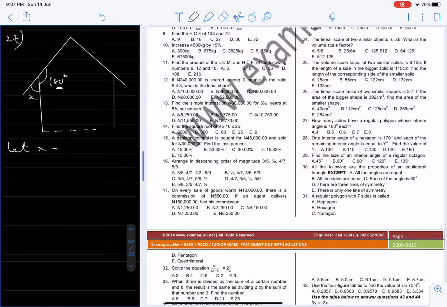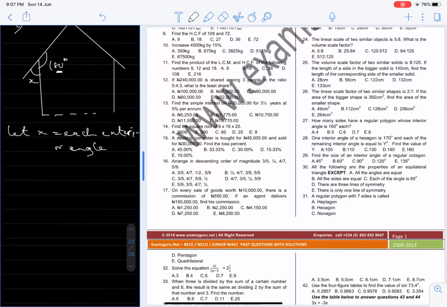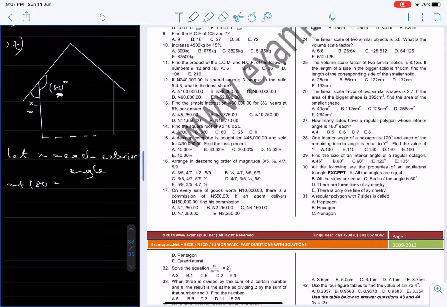Let x equal each exterior angle. So here I can say x plus 180, from the diagram, x here plus 180 is... are we saying let x equals each exterior angle?